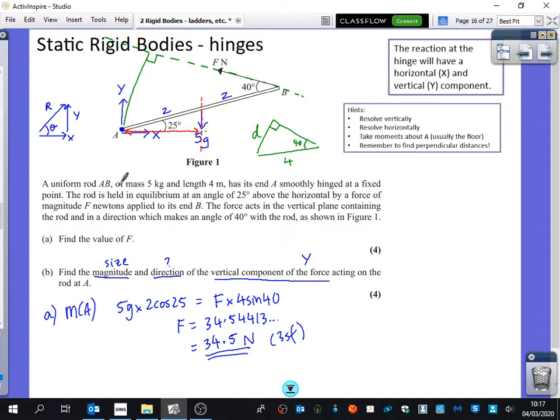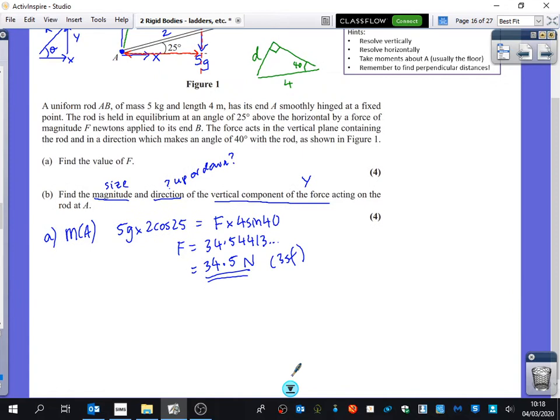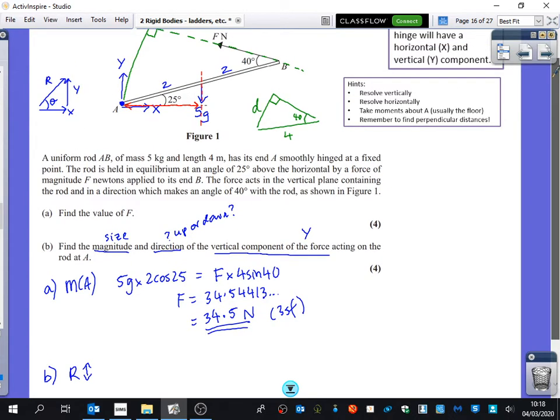We're not sure what's going to happen. We've just predicted that it's going upwards, and if we get a negative answer, it actually means that it's going downwards. So that's all it's saying about direction. All it wants us to say is, is it up or is it down? So it should be pretty straightforward what we're going to do here. We're going to obviously be resolving in the up and down direction because that's where we've got the Y value that we're looking for.